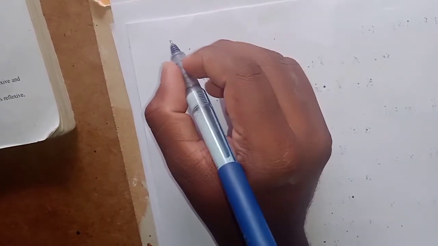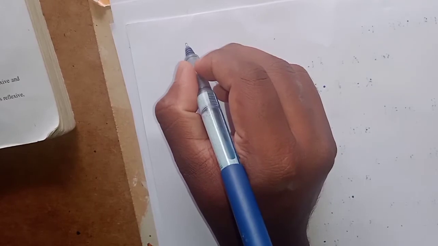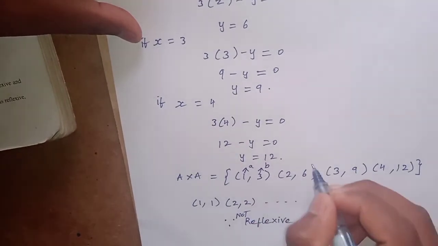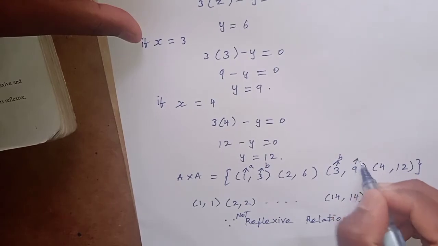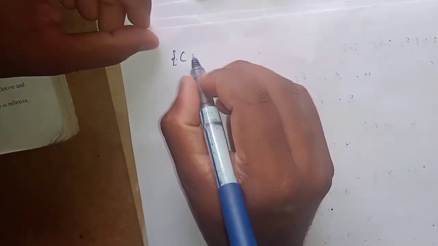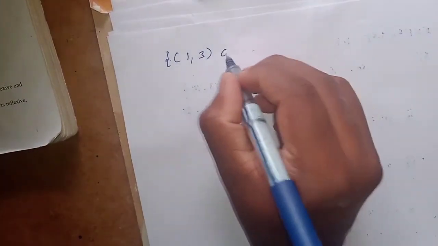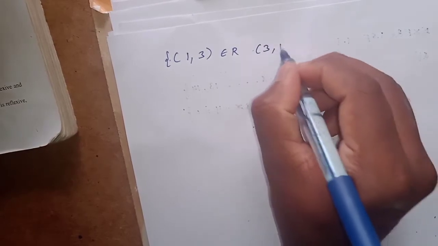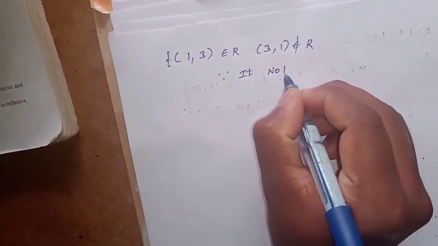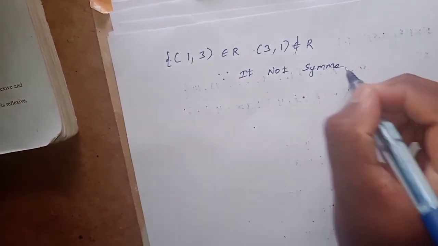Okay, next, symmetric. Here it is A, B. Here (1, 3) belongs to R, but (3, 1) does not belong to R. Therefore it is not a symmetric relation.